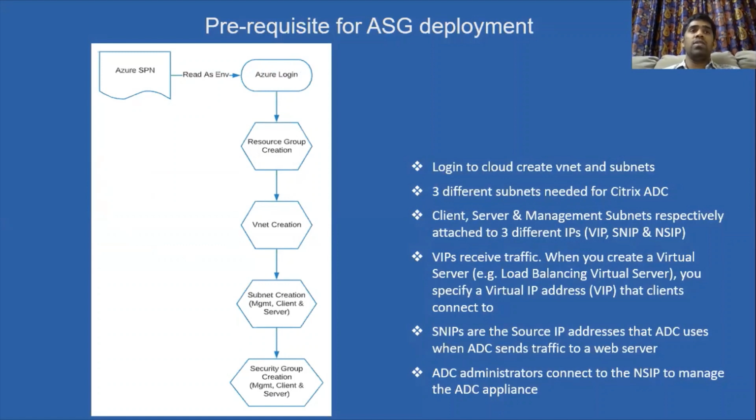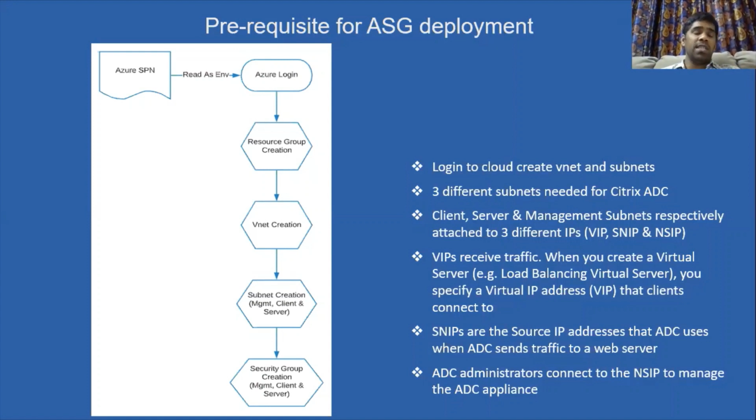Citrix ADC actually works with 3 different subnets. The first one is the client subnet, where the virtual IPs are created, and these virtual IPs are used by clients to connect to the application. And the backend servers are connected on the server side subnet using SNIPs, and the SNIPs are created in the server side subnet.